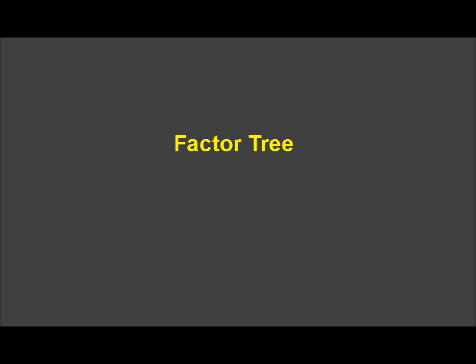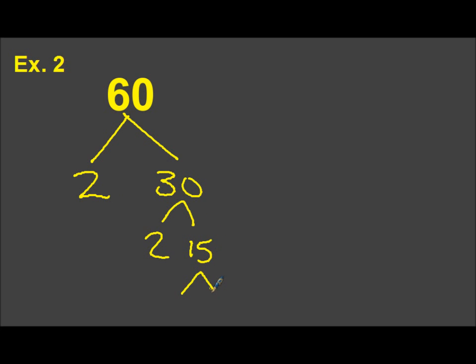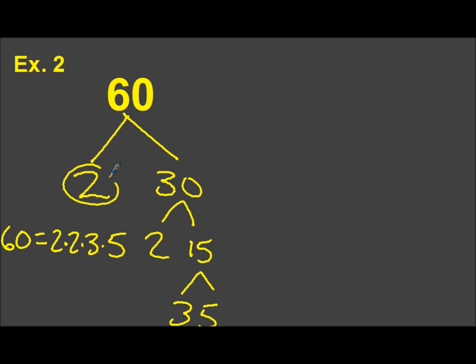Let's look at our next example. Now we're going to factor out a prime number using a factor tree. Example number 2. Very similar to our first one. Because it's even, we can do 2 and 30, 2 and 15, and 3 and 5. So again, we have 60 equals 2, 2, 3, 5, our prime numbers.